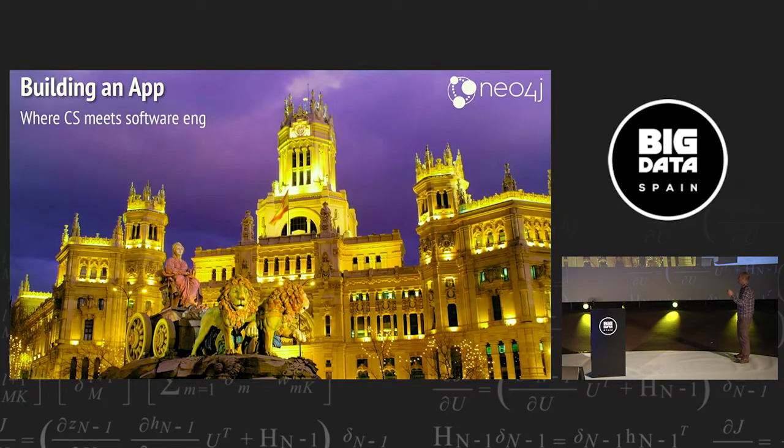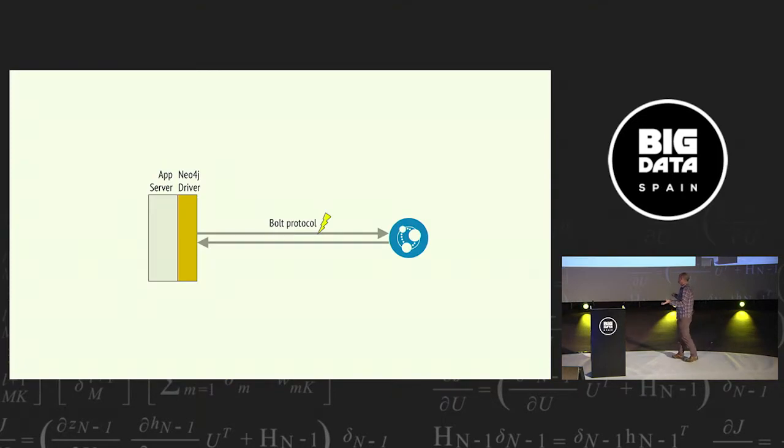How do we build it? Well, this is where the computer science stuff meets contemporary software engineering. So, in Neo4j, a typical app looks like this.